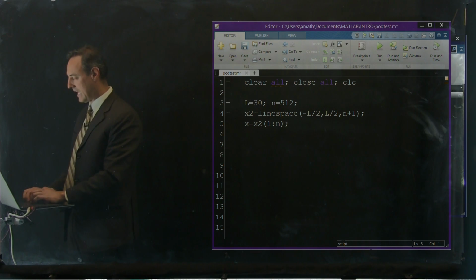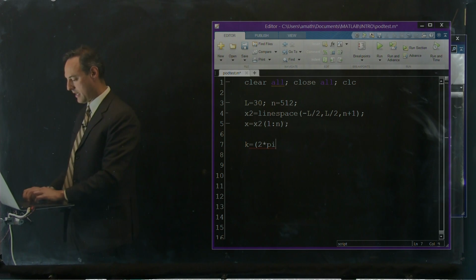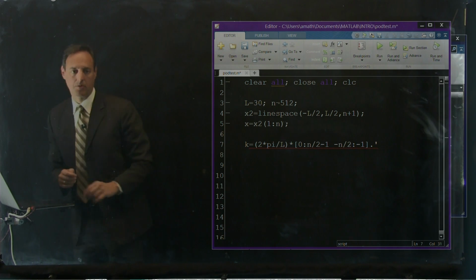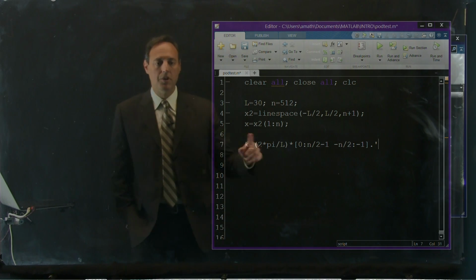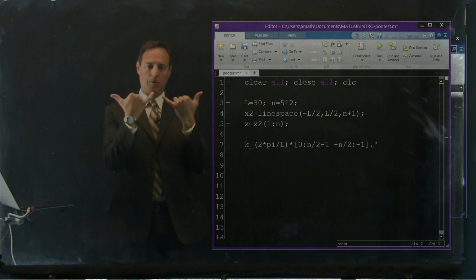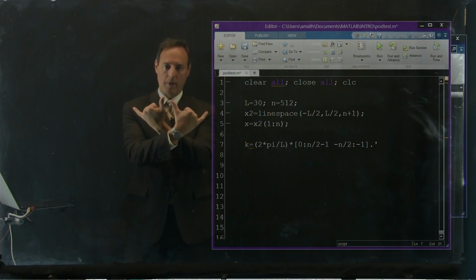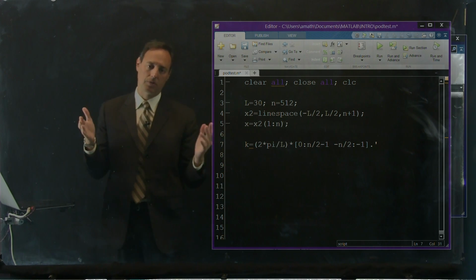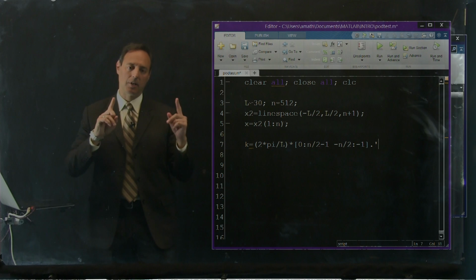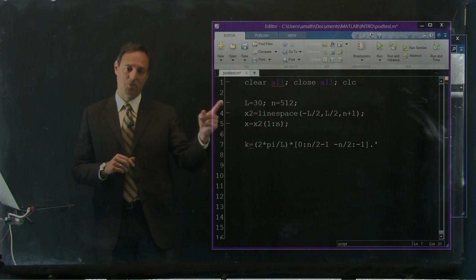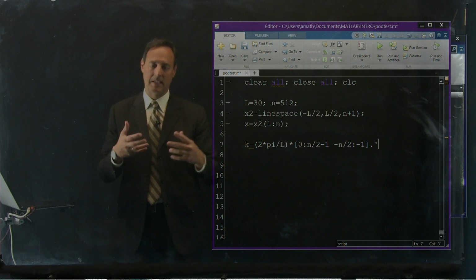I have to have my k wave numbers. k is equal to 2 times pi over L, and this goes from 0 to n over 2 minus 1, and minus n over 2 to negative 1. And I'm going to make this a transpose like this. So these are my wave numbers, and when you Fourier transform, one thing you have to remember is the Fourier transform does this shifting of your wave numbers, and so I shifted them back. The Fourier transform also assumes you're working on a 2 pi periodic domain. Our domain is size L, so this 2 pi over L resets that.